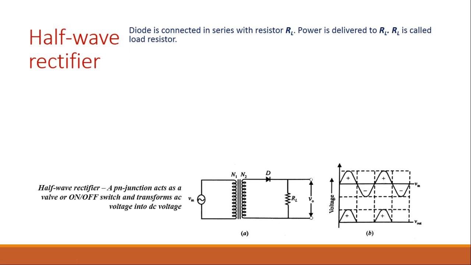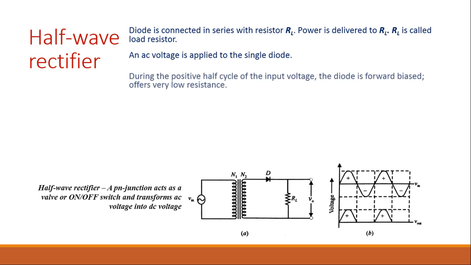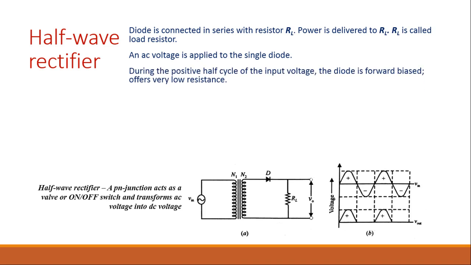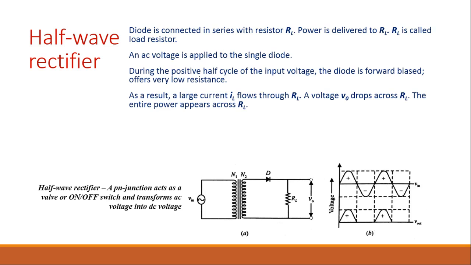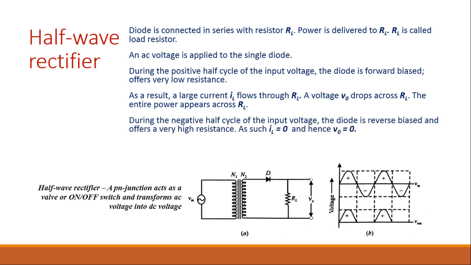So, when the diode is connected in series with the resistor RL in the half wave rectifier circuit, power is delivered to RL. This RL is known as load resistor, and AC voltage is applied to the single diode. During the positive half cycle of the input voltage, the diode is forward biased and naturally it offers a very low resistance. So, as a result of this, a large current IL will flow through the RL. A voltage V0 will drop across the load resistance RL.